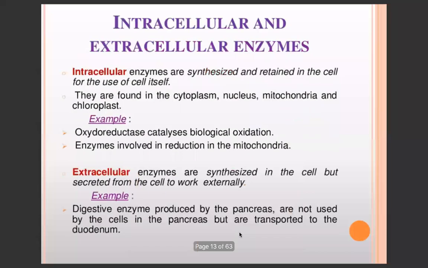Now, intracellular and extracellular enzymes. Intracellular enzymes are synthesized and retained in the cell for the use of the cell itself. They are found in the cytoplasm, nucleus, mitochondria, and chloroplast. Examples of intracellular enzymes are oxidoreductases, which work in biological oxidation processes, and enzymes involved in reduction in the mitochondria.